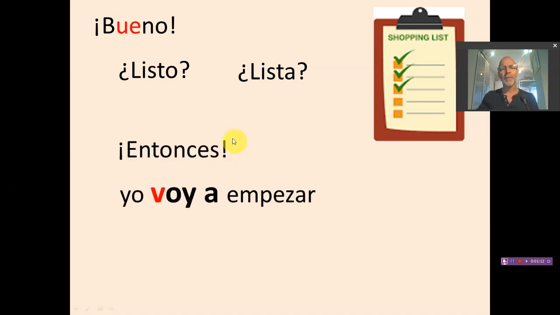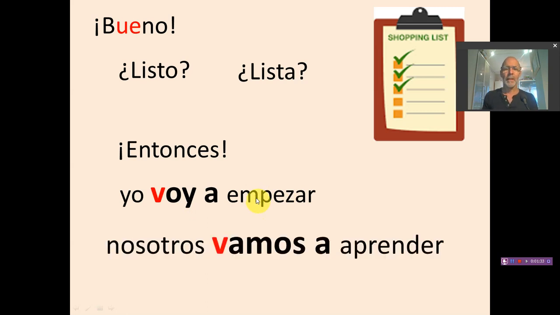And here's another little filler word that the Spanish use all the time: entonces, which means kind of so. Entonces, voy a empezar. Now, we've seen voy a lots of times now. I'm going to. Voy a empezar, to begin or to start. Voy a empezar. I'm going to begin.